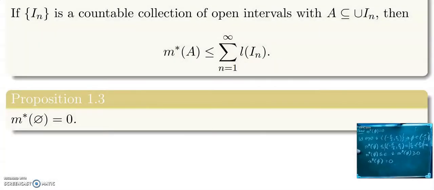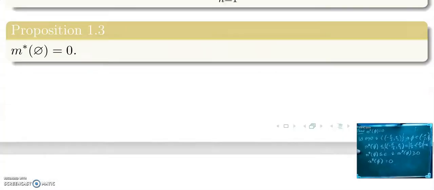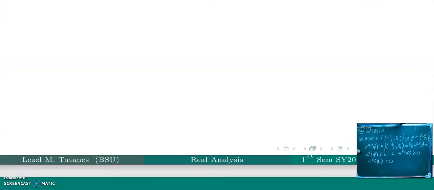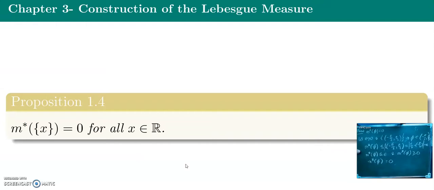For our next proposition here, the Lebesgue outer measure of the singleton set {x} is equal to 0 for all x in R, or for all real numbers x. So to prove this one, we will use the same argument as this.